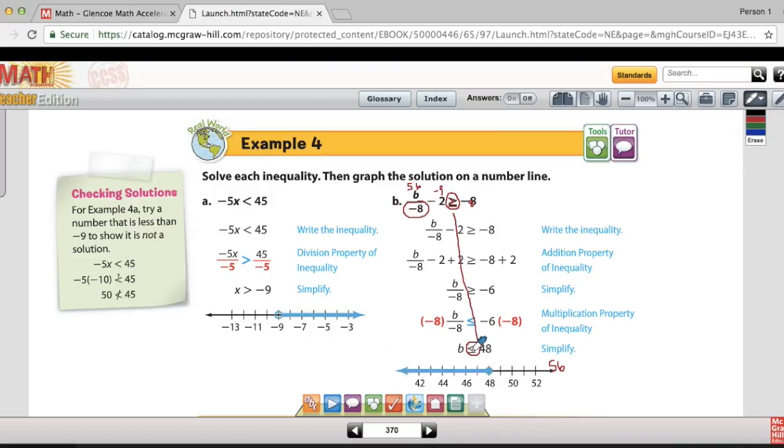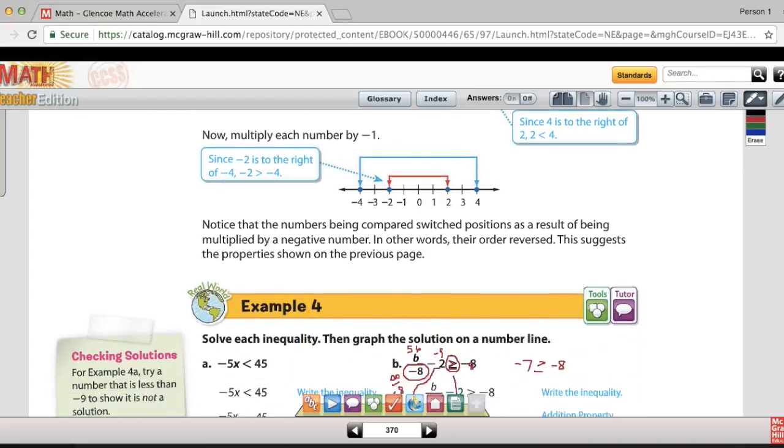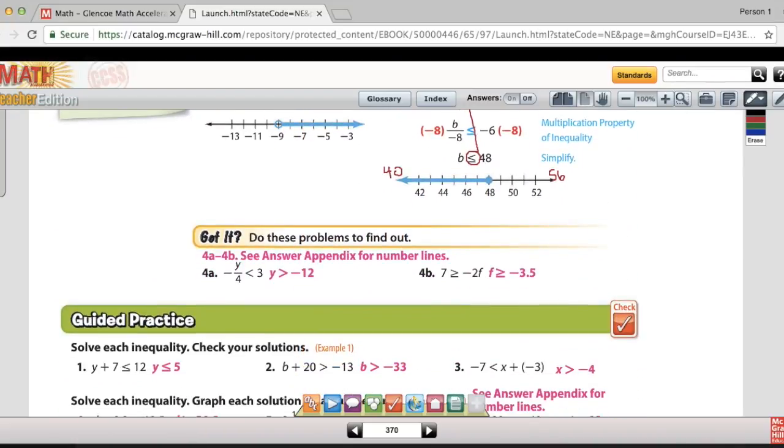Let's pick a number less than 48. Let's pick the number 40. Okay, what's 40 divided by negative 8? 40 divided by negative 8 is negative 5. Negative 5 take away 2 is negative 7, and negative 7 is greater than or equal to negative 8. Key concept here, you really have to make sure you understand example 4.